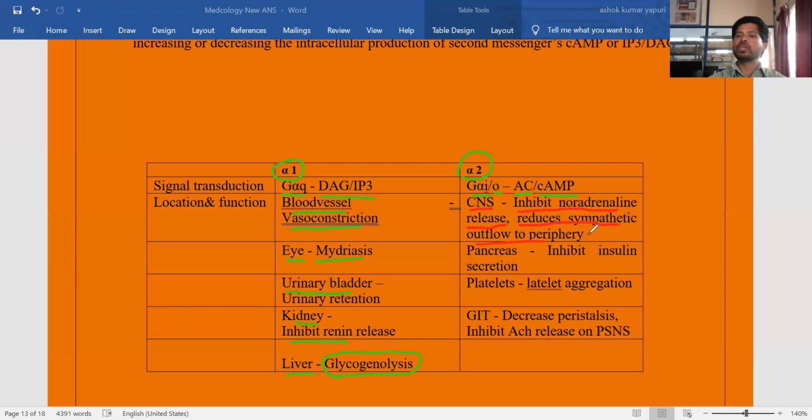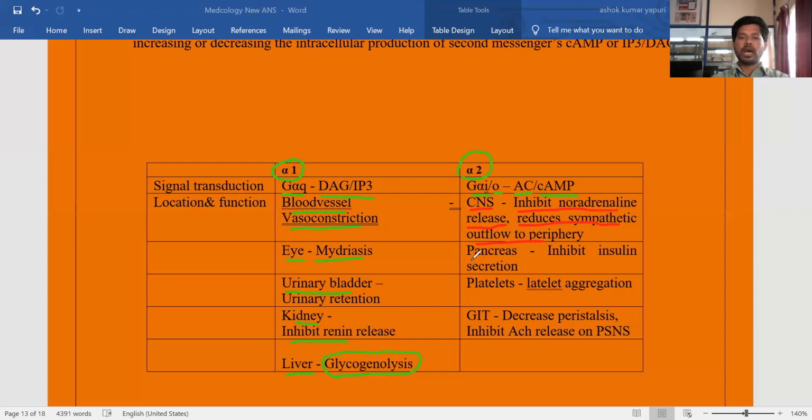hypertension. So during that condition, from the central nervous system, there is an activation of alpha-2 receptors. In the CNS, when alpha-2 receptors are activated, there is decreased sympathetic outflow to the periphery, and it reduces the blood pressure as well as hypertension. That's why alpha-2 receptor agonists are used in the treatment of hypertension, like clonidine.